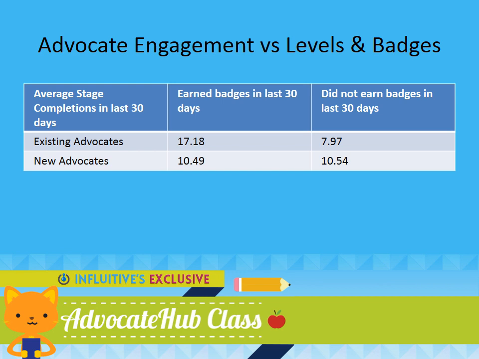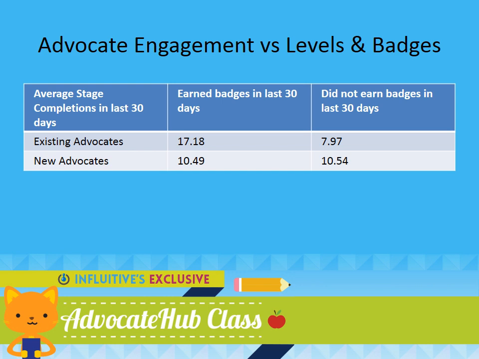The results we found were positive, but they were also a little, I believe data scientists would say, spurious. A little bit of the whole causation versus correlation argument going on here. So what we found, and this is what the chart says, is that for advocates who had earned a badge in the last 30 days, they on average had completed around 17.